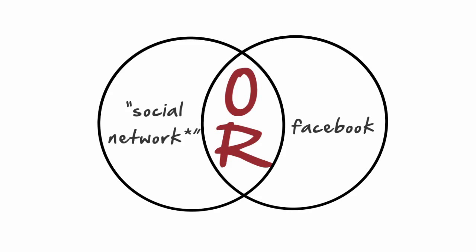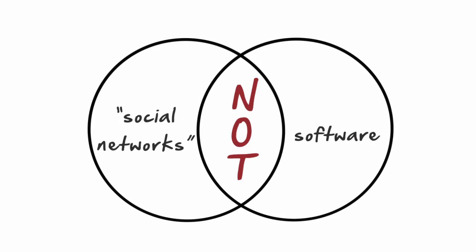Or. Use this connector to find either word. The more words you combine with or, the larger the number of results will be. Not. Use this connector to exclude undesired terms. Grouping or nesting in parentheses.